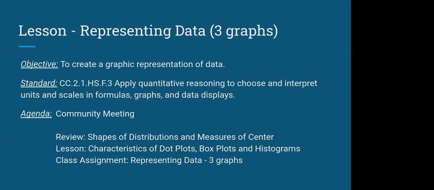and data displays. So our agenda, how the class is going to go, we are going to have our community meeting. Then we are going to review the 2 concepts that we have reviewed so far, shapes of distributions and measures of center. Then we will discuss the characteristics of dot plots, box plots, and histograms. And then you have a little assignment to do relating to the lesson on the 3 graphs.